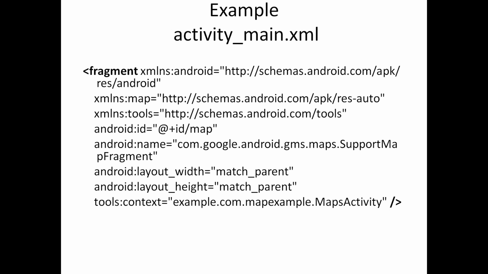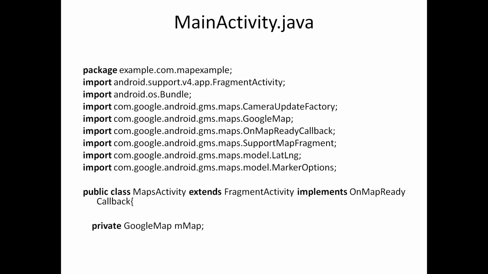And the name of the application is MapsActivity, so example.com.mapexample.MapsActivity is its name. Then the main activity, that is the Java file, where we include our maps. So we are including the necessary packages. The first thing is mapexample, the name of the application. Then we are importing the FragmentActivity file and the os.Bundle file.